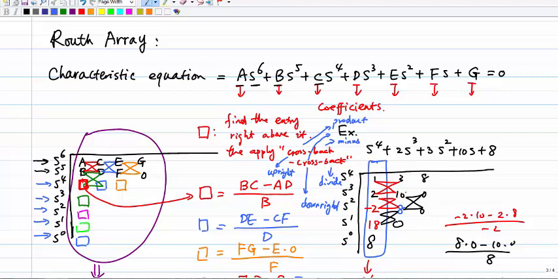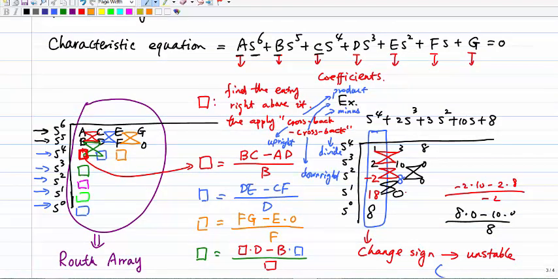Similarly for the blue one, first of all, find the entry right above it, which is D. You do the upper right cross, D times E, and the back is minus C cross F, which is C times F. So it's D, E minus C, F, divided by D. Back, you divide by D. Similarly for the orange one, the entry right above it is F. F cross G, right? Minus E times zero, and divide by F. So that's it.